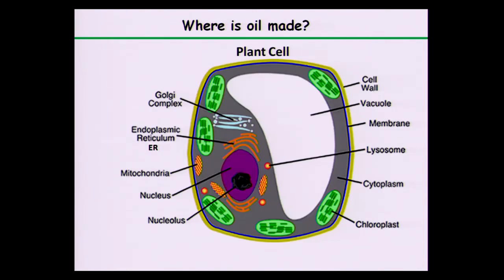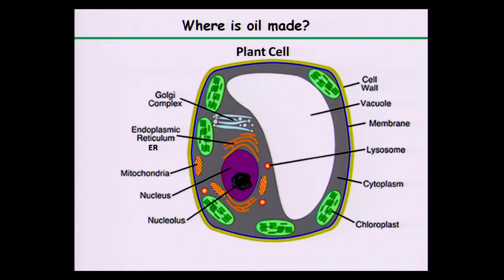So where is the oil made? Shown here is a drawing of plant cells. It has a rigid cell wall enclosed, and inside of plant cells, there are a large number of cellular organelles, and here is a chloroplast, endoplasmic reticulum, or often called ER, a central vacuole, and among many others.